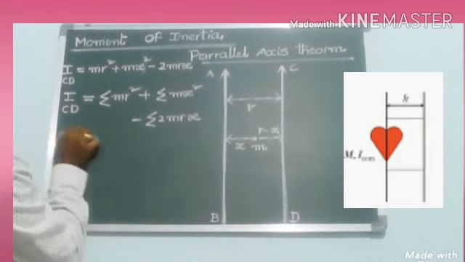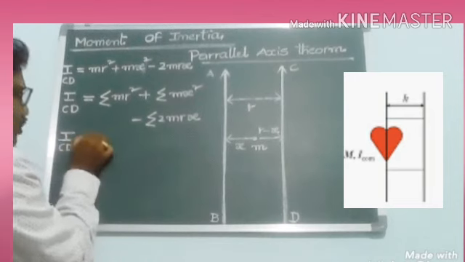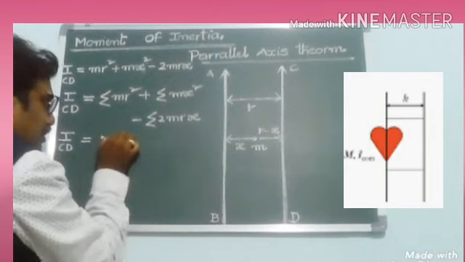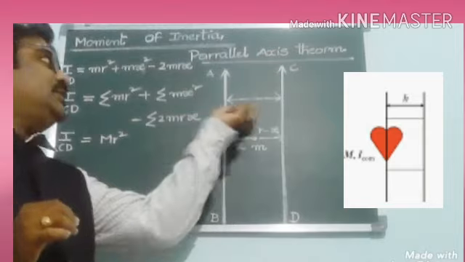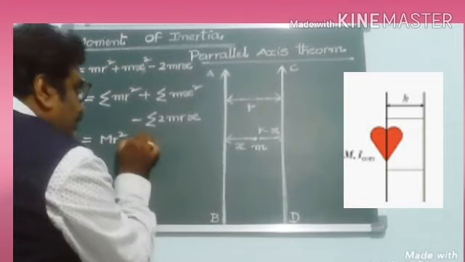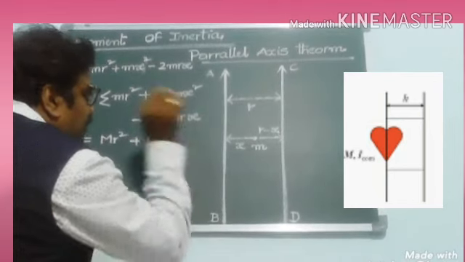Moment of inertia about one particular axis CD through a rigid body. So sigma m is converted as m. R is the constant between the axes. R is the constant. Why? Because R is the distance between two parallel axes. The sigma m x square means m x square.